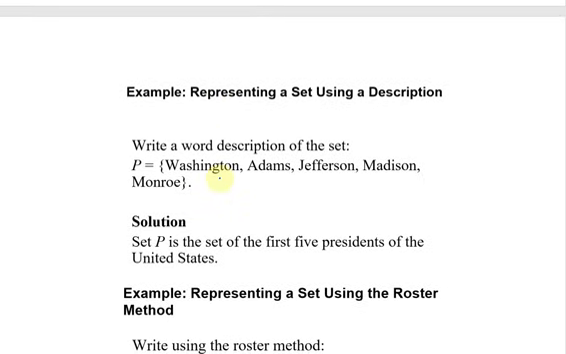We can also use the word description of the set. For example, this P equals, this set has Washington, Adams, Jefferson, Madison, and Monroe. This is the first 5 presidents of the United States. So this set represents the first 5 presidents of the United States.